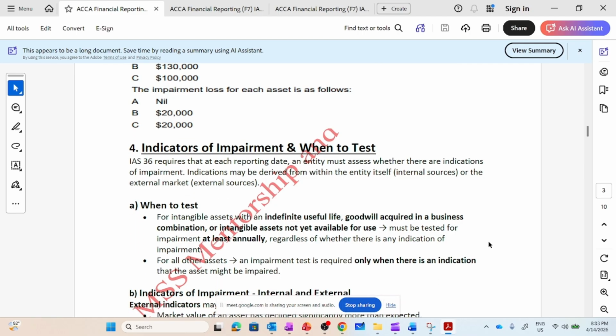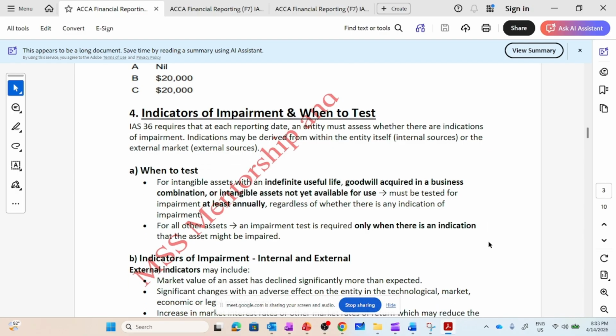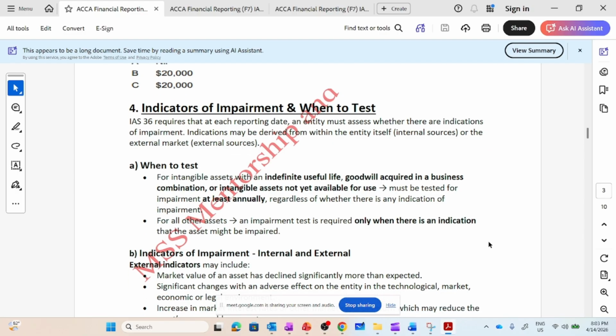So now basically in the year life, there should be indicators of impairment. And also we need to know when are we going to test for impairment, which is very important. We have two categories of impairment indicator: the internal indicator and the external indicator. Whenever there is an impairment, there must be an indicator of impairment.